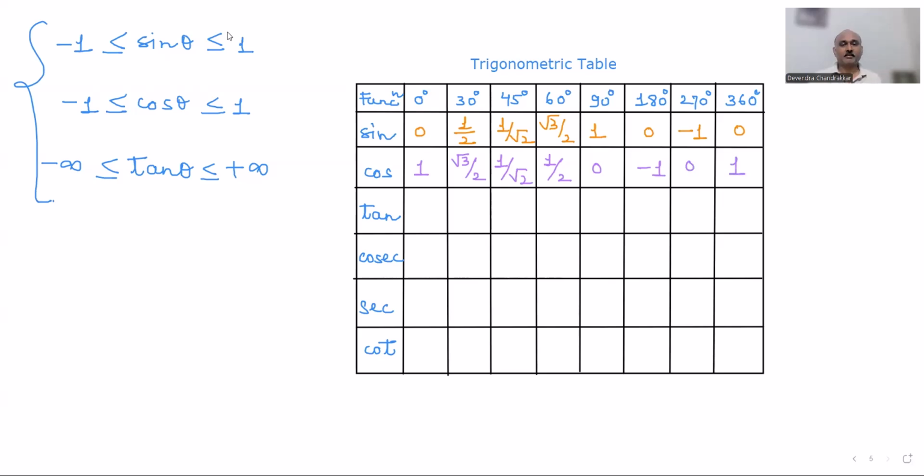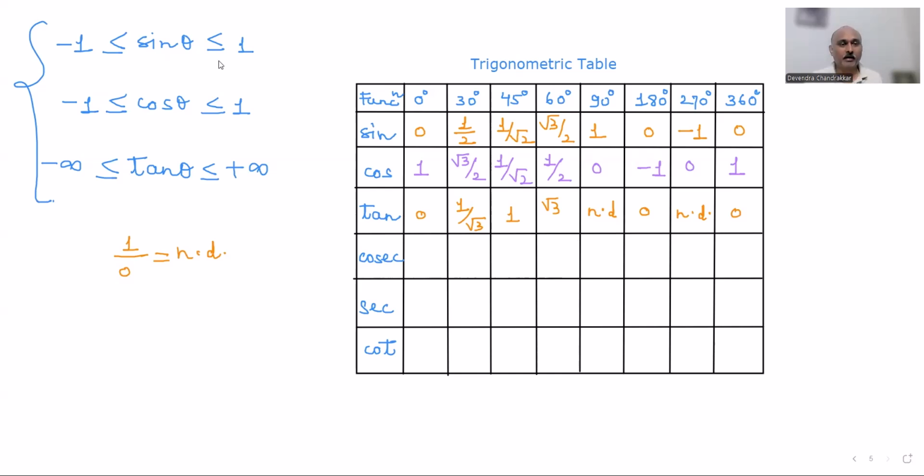Okay. Next one. Again. Tan 0 is 0 because it's sine upon cos. Just take the ratio of the first two columns. You get these values. Tan 30 is 1 over root 3. Tan 45 is 1. Tan 60 is root 3. Tan 90 is not defined because it is 1 by 0. Right? Any fraction in which the denominator comes as 0 is not defined. Okay? Tan 180 is 0 by 1, which is 0. Tan 270 is not defined again. And tan 360 is 0.